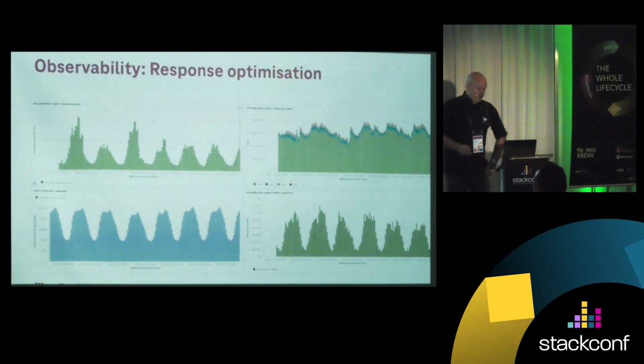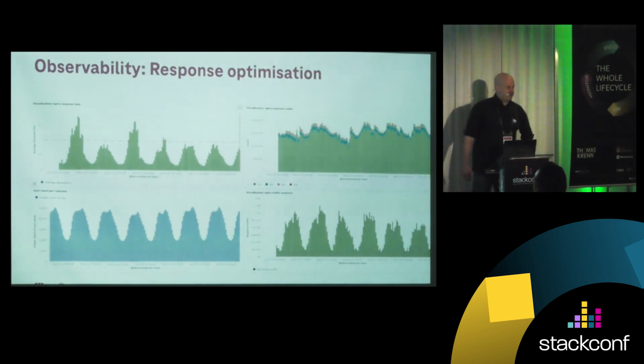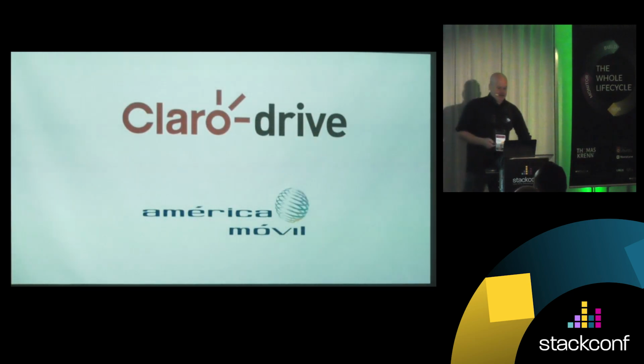So now I want to go to a next example, because I said 3.6 million users, but in the headline were 20 million users, right? So you're wondering, where are the 20 million users? And this leads me to the second case study. This is a service called Claro Drive. You probably don't know it.